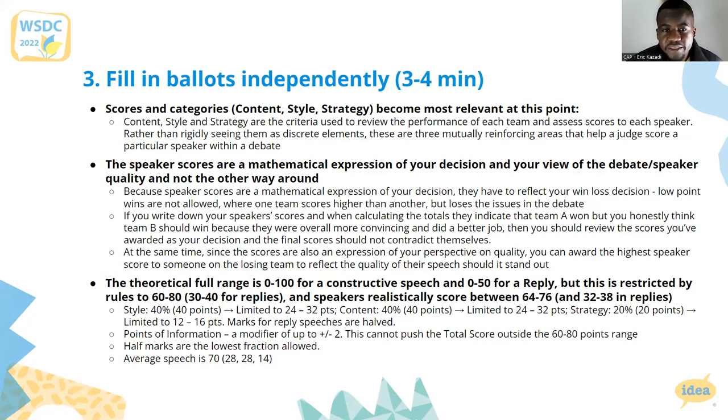With regards to scoring, their theoretical range is 0 to 100 for a constructive speech and 0 to 50 for a reply, but this is restricted by the rules to 60 to 80 for substantive speeches and 30 to 40 for replies. And realistically, speakers would score between 64 and 76, or 32 and 38 in replies.